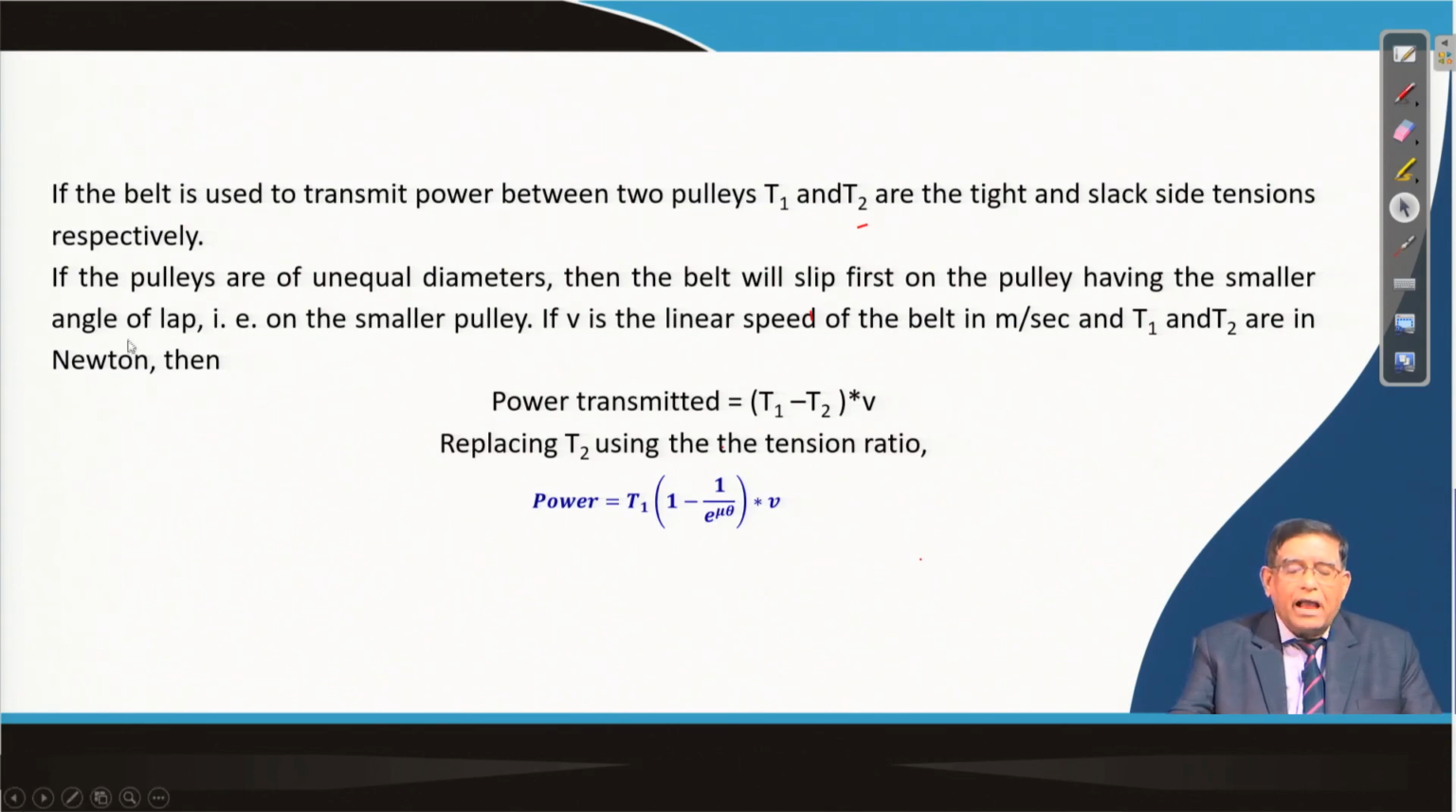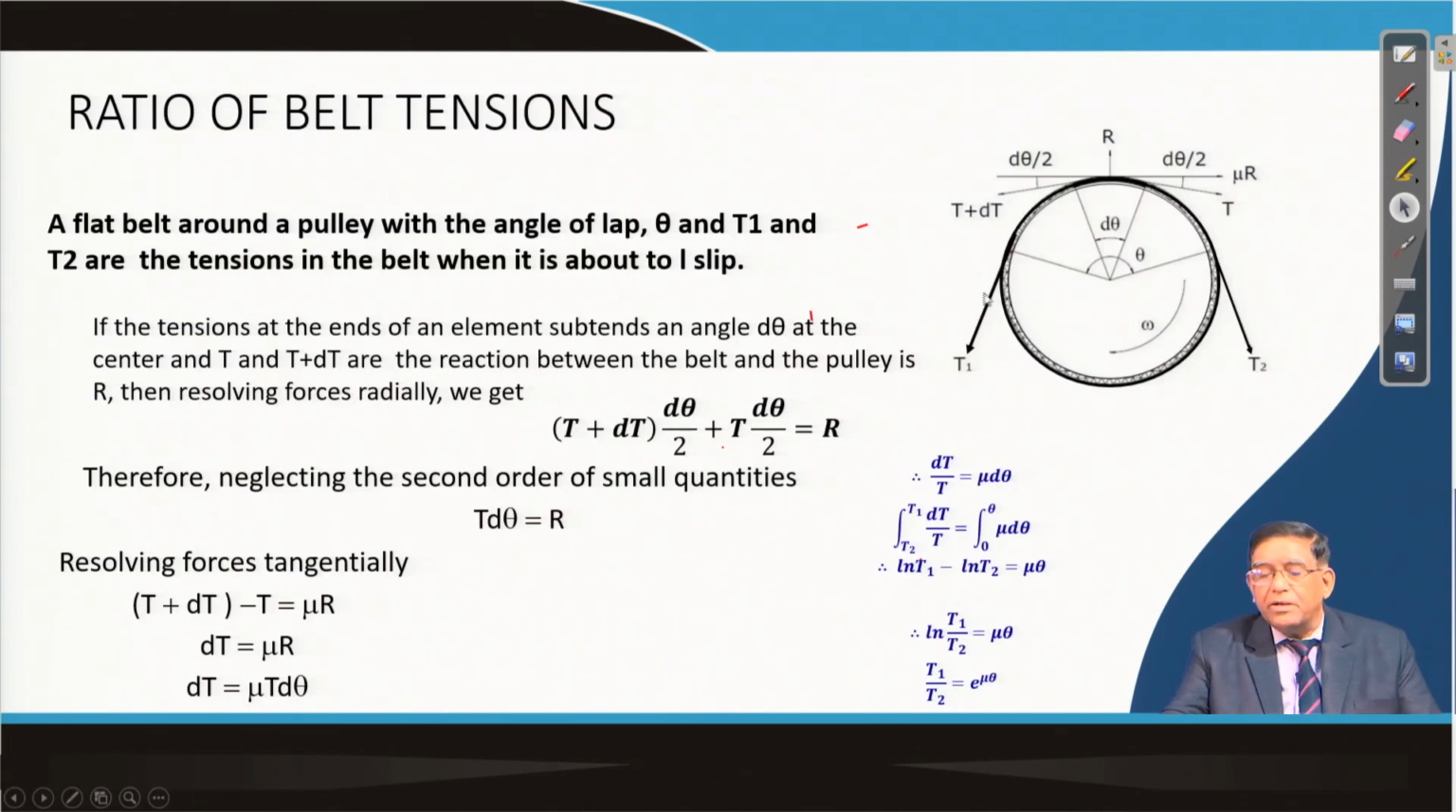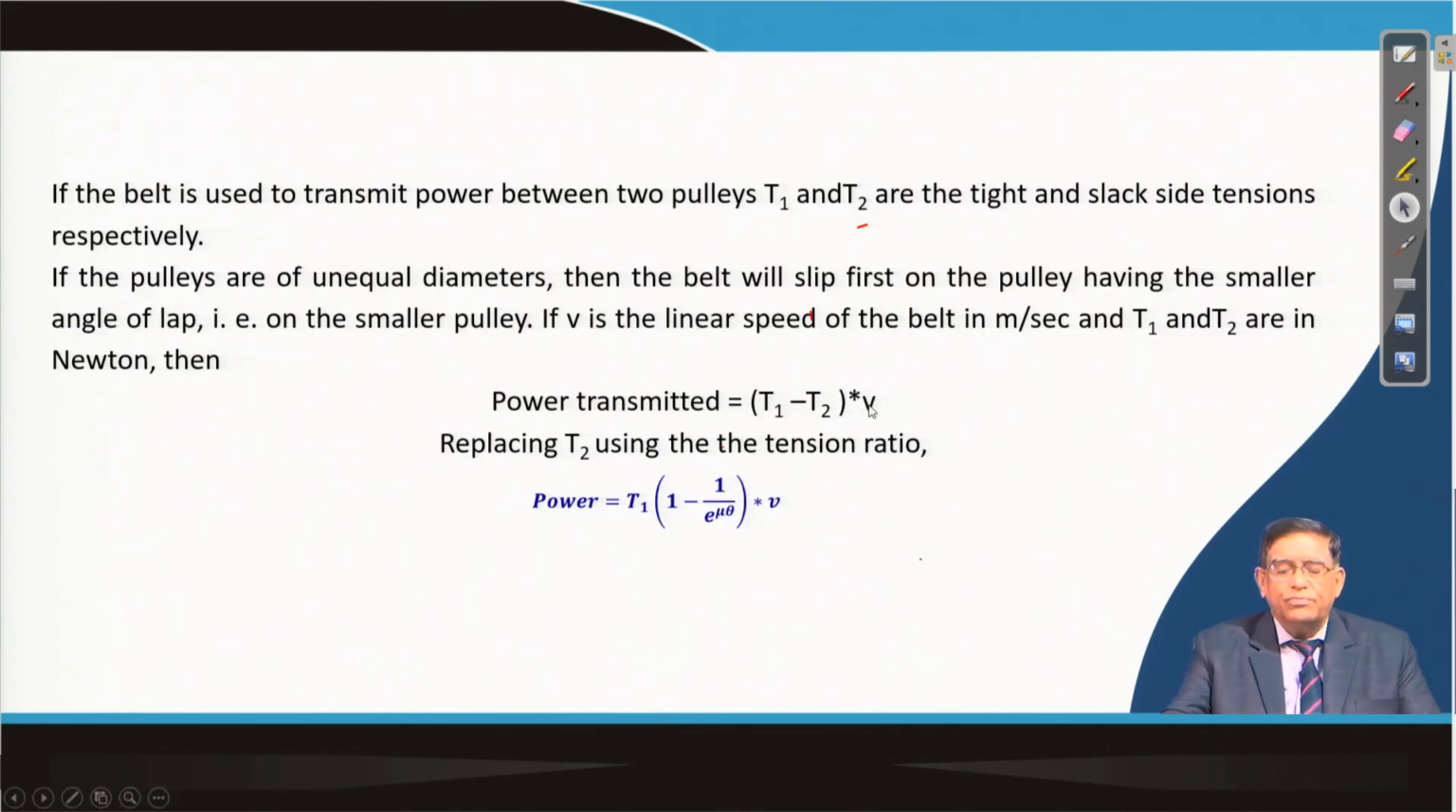Now, how much power will be transmitted depends on the effective tension. That means if T1 is your tight side tension and T2 is your slack side tension, their difference is the effective tension by which the belt gets pulled in these directions. That effective tension into velocity gives the power transmitted. So, from T1 by T2 equal to e to the power mu theta, if you replace T2 here, you get the power equal to this particular equation.